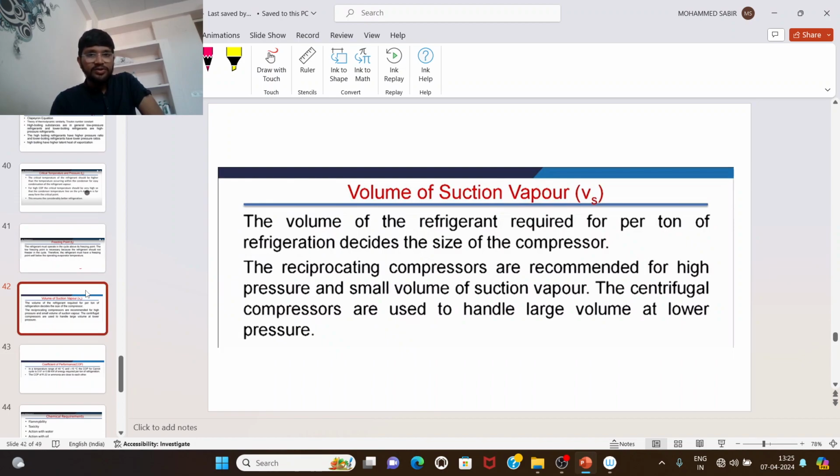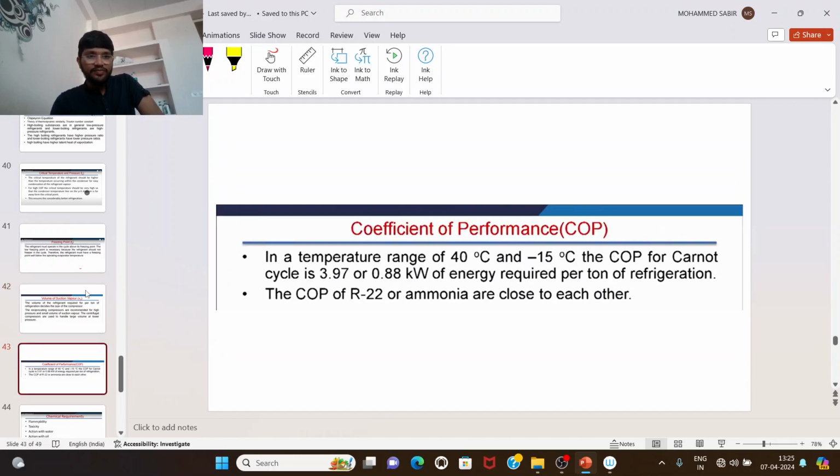Volume at suction pressure. The volume of refrigerant required per ton of refrigeration decides the size of the compressor. If the specific volume is high, the size of the compressor goes up. Reciprocating compressors are recommended for high pressure and small volume of suction vapor. Centrifugal compressors are used to handle large volume at lower pressure. This is a very important thing. In a reciprocating compressor, we get a high pressure and coefficient of performance accordingly.